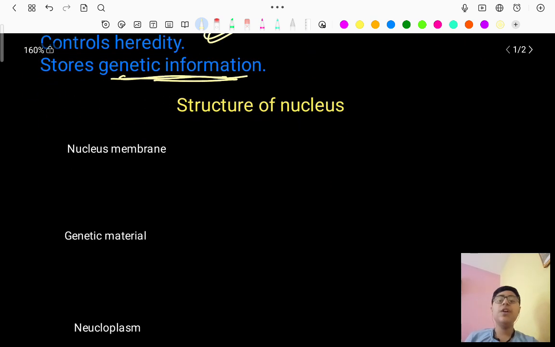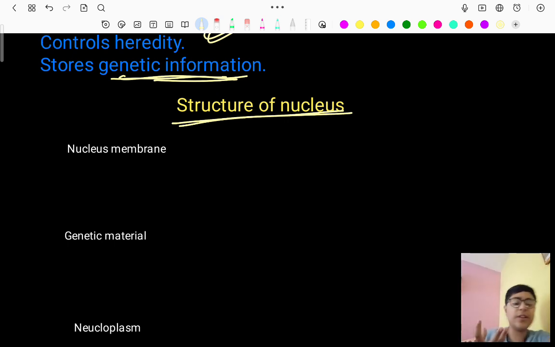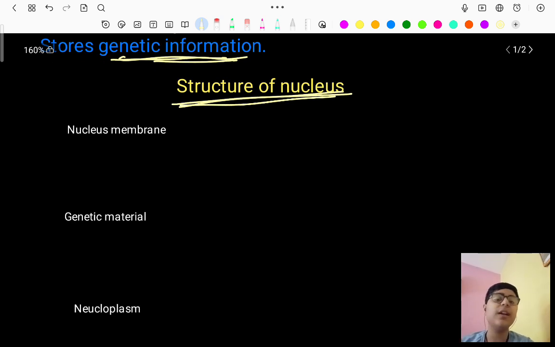Now, the next topic is the structure of the nucleus. We know the nucleus is the control center of the cell. The cell has some structure: it has a cell membrane, nucleus, mitochondria, cytoplasm, lysosomes, ribosomes, Golgi apparatus, and a lot of things in it. Now, the structure of the nucleus: first we have the nucleus membrane.